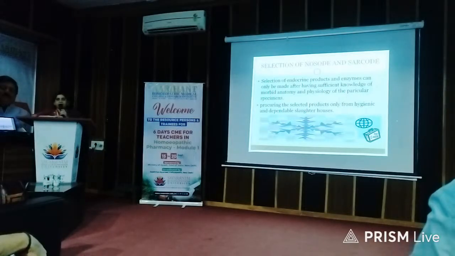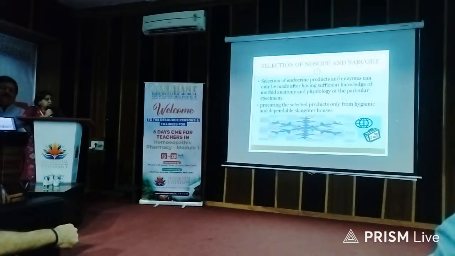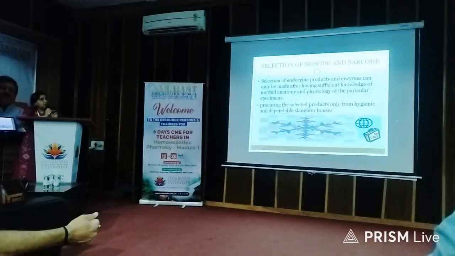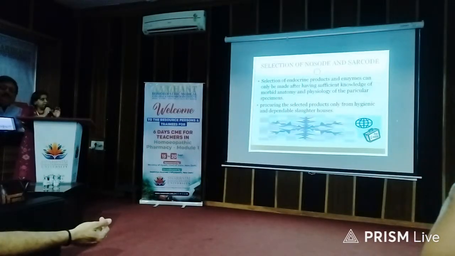Now we come to the fourth category and fifth category together: plants, animals, and minerals. Now we come to nosodes and sarcodes. Selection of endocrine products and enzymes can only be made after having efficient knowledge of morbid anatomy and physiology of the particular specimen. We just cannot blindly rely. We have to have proper knowledge of what part is being brought to you. Before that, you cannot rely, and you should have knowledge of anatomy and physiology of the specimen before the medicine is prepared from it.